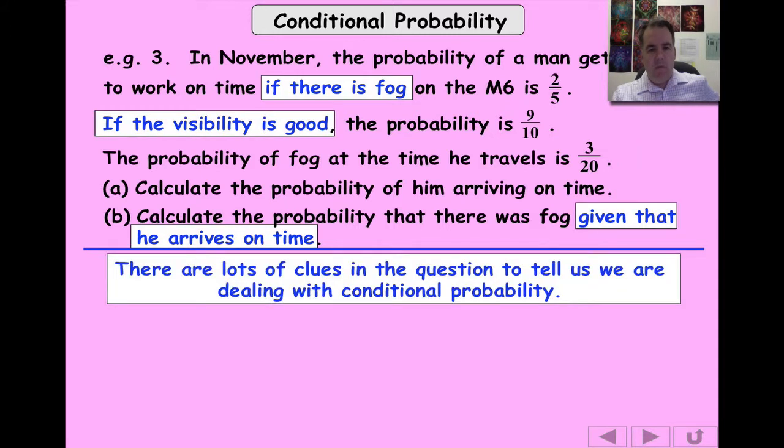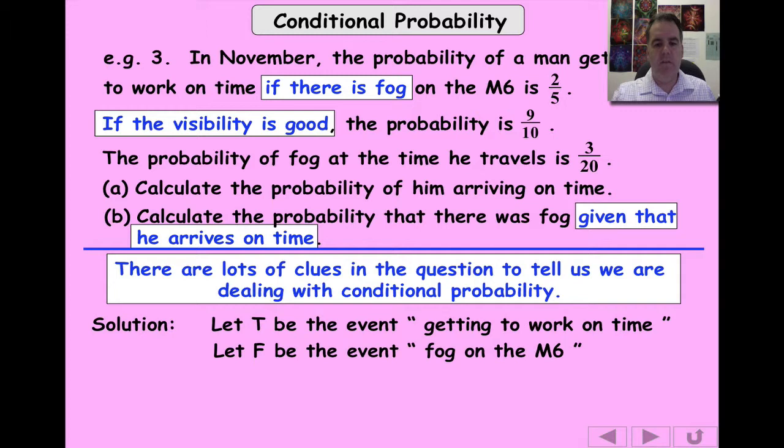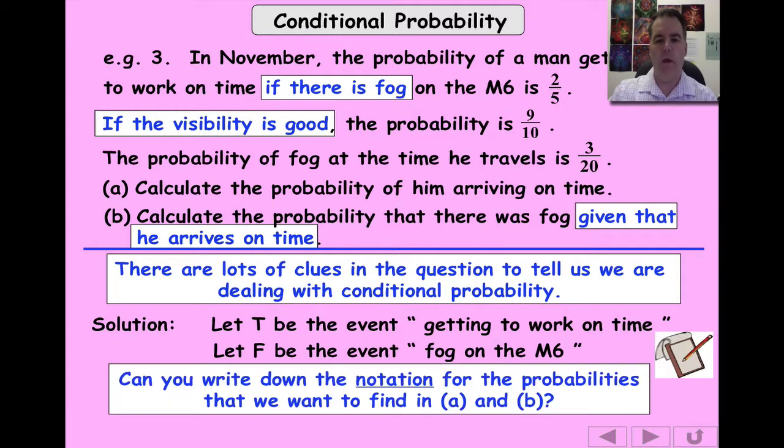Okay, let's do some tree diagram here. Now, there are lots of clues that conditional probability is involved here. You're going to see words like "given that" and "if there is". You have to look for those clues that you're dealing with a question on conditional probability. So T is the event he gets to work on time. F is the event that there is fog on the motorway or freeway.